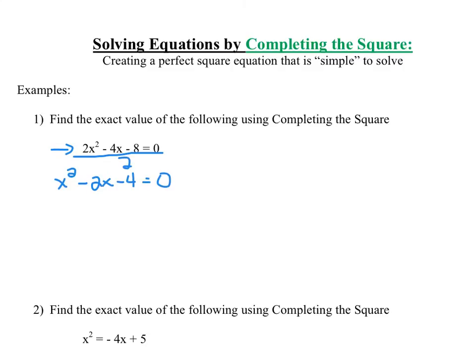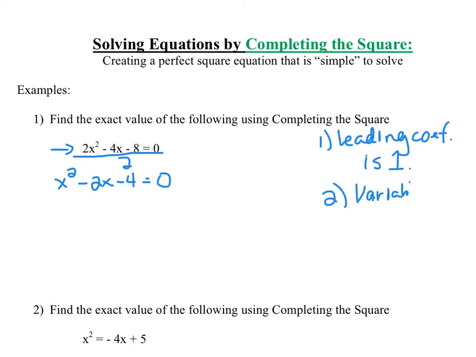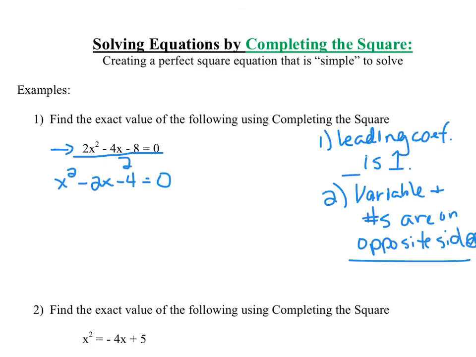So I'm going to solve this now by completing the square. So leading coefficient is 1. The second thing is letters, or we call them variables, and numbers, not a hashtag, it's just a number, are on opposite sides. And then you have to solve. So these things you have to be sure of are done first, and then you solve using completing the square.